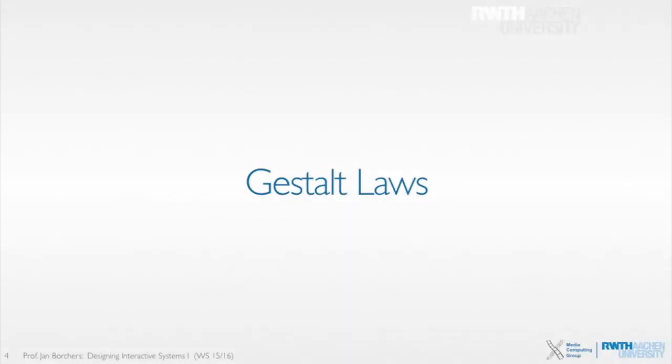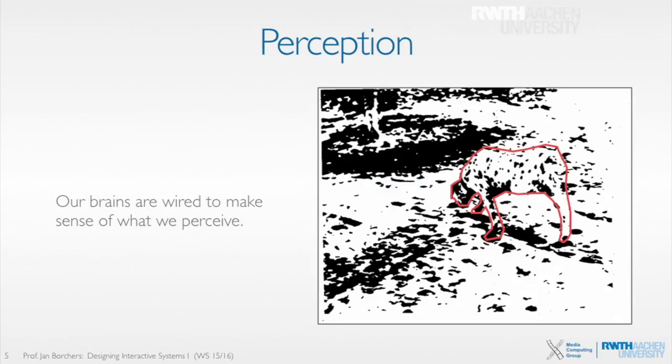So, yeah, the first thing we will be talking about today are Gestalt laws. So, basic laws of how people make sense of their surroundings. And our brain is very good at that. So, if you see something, if you perceive something, your brain is immediately trying to put that into context and figure out, well, what does it mean?